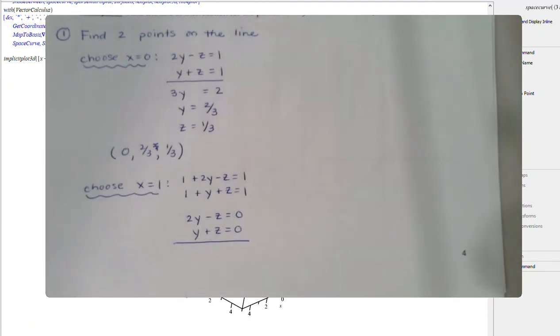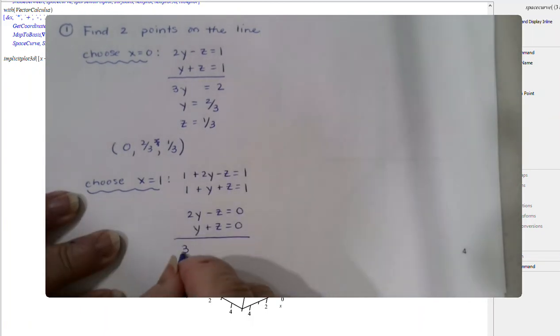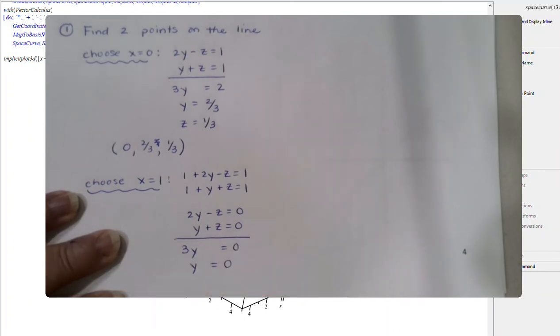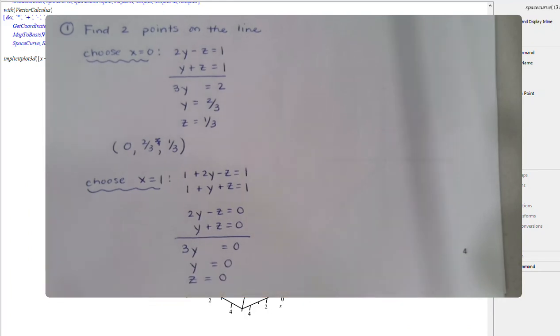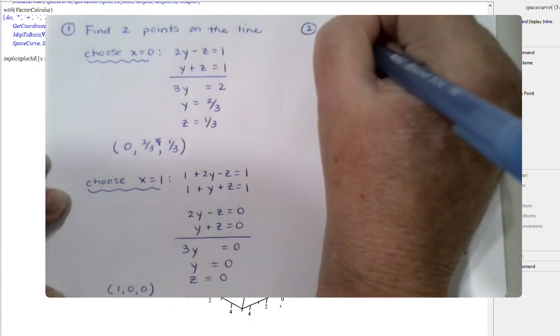Sometimes you have to work a little bit harder to get that elimination, but I know you all know how to do that back from algebra. So this time I'm going to get 3y equals 0. So y equals 0. And if y is 0, z is also 0. So my point is 1, 0, 0. All right, I'm ready to find the equation of my line.